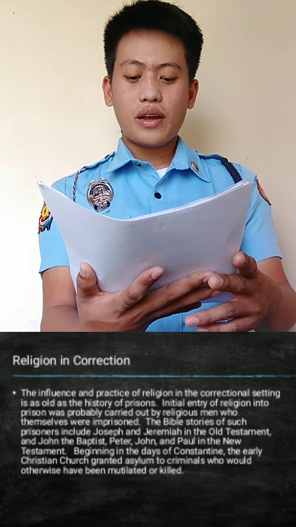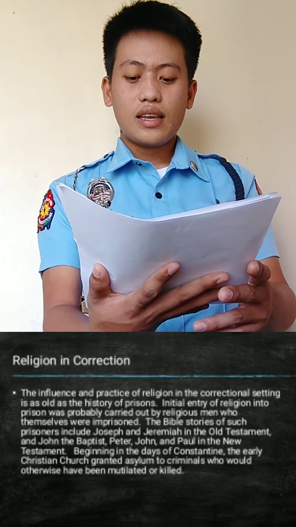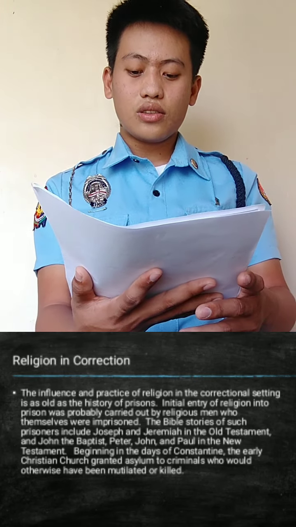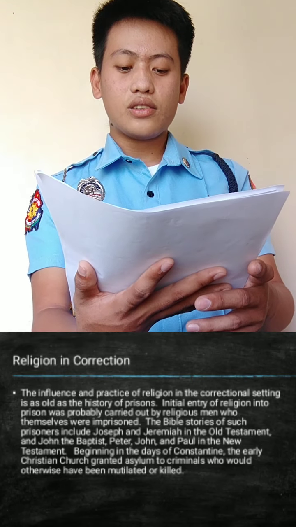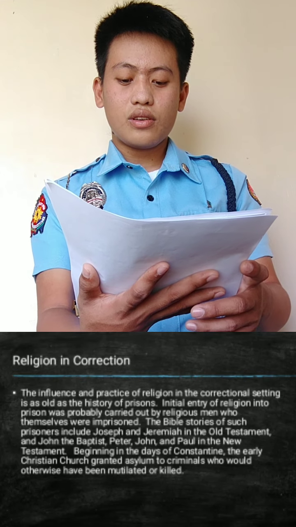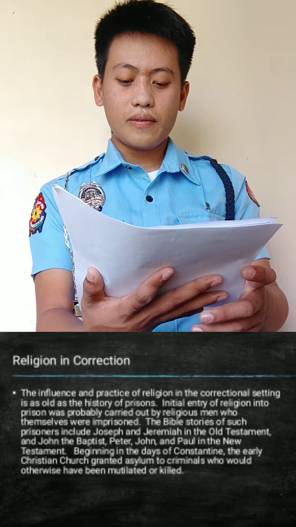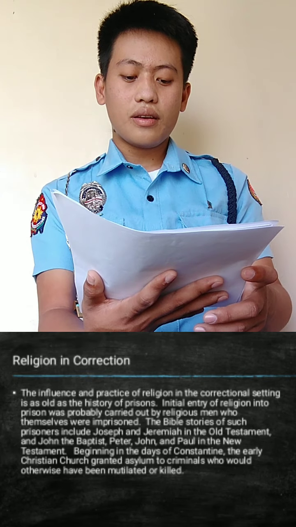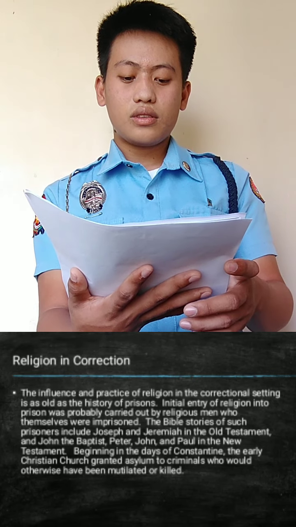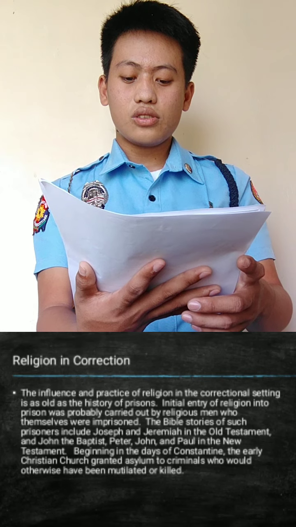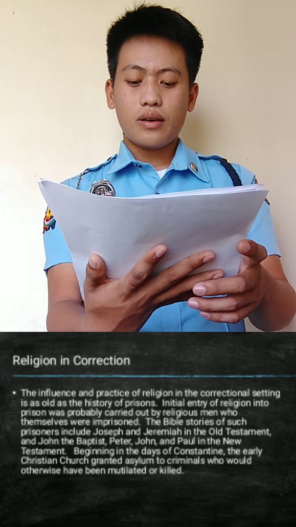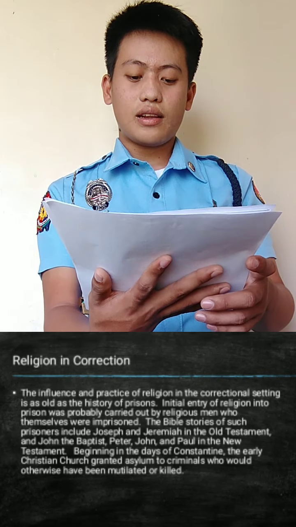The influence and practice of religion in correctional settings is old in history. The initial entry of religion into prison was probably carried out by religious men who themselves were in prison. The Bible stories of such prisoners include Joseph and Jeremiah in the Old Testament, and John the Baptist, Peter, John, and Paul in the New Testament. Beginning in the days of Constantine, the early Christian church granted asylum to criminals who would otherwise have been mutilated or killed.